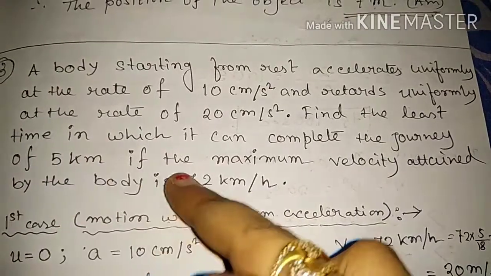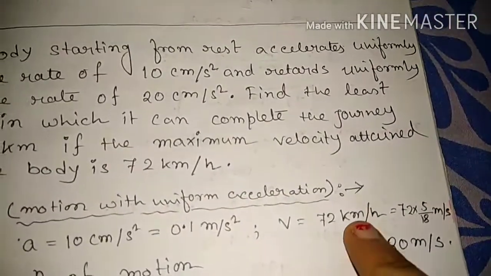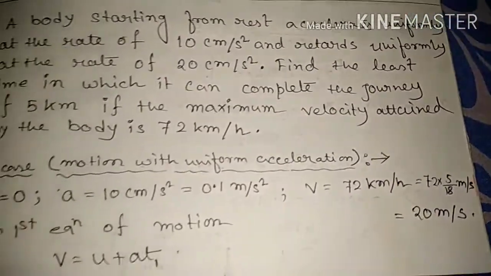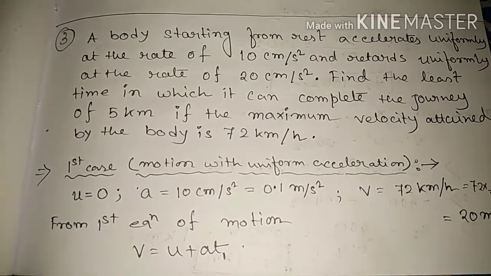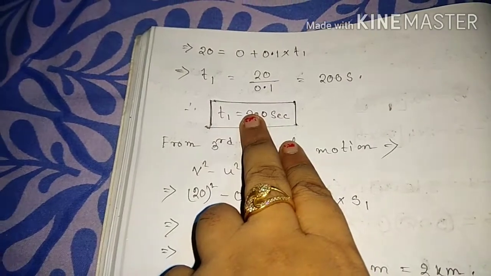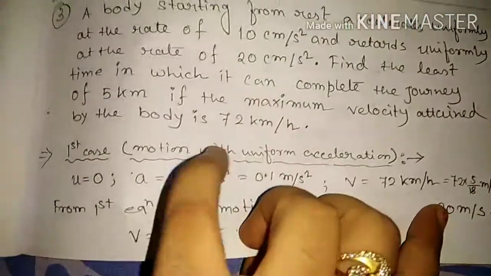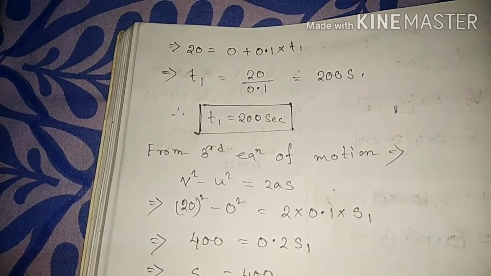Total journey is mentioned, if the maximum velocity attained by the body is 72 kilometer per hour. So v equals 72 kilometer per hour converted to meter per second. So using the first equation of motion, v equals u plus a t1. Now here we put the values because u equals 0. We find out t1 equals 200 second. v is given, that is 20 meter per second, a is 0.1 meter per second squared, u is 0. So after putting the values, we have t1 equals 200 second.